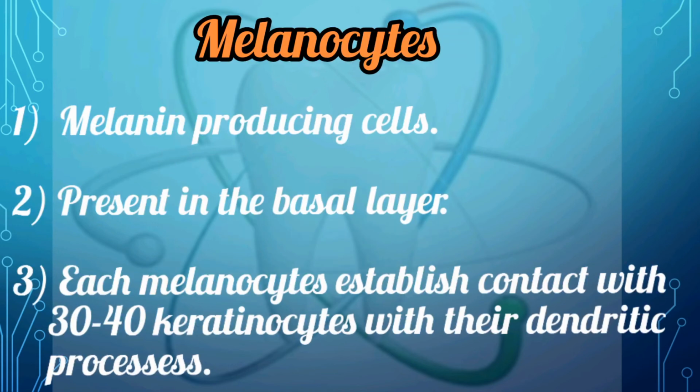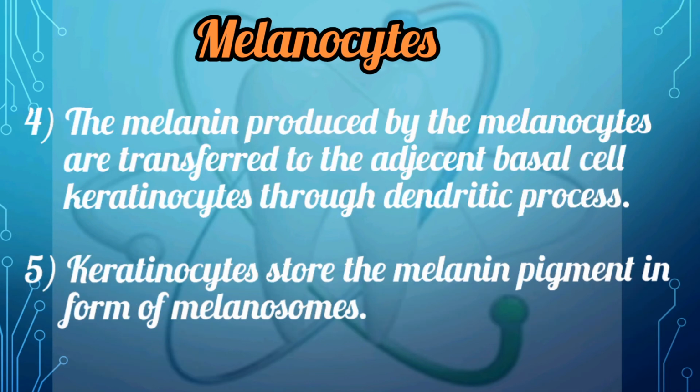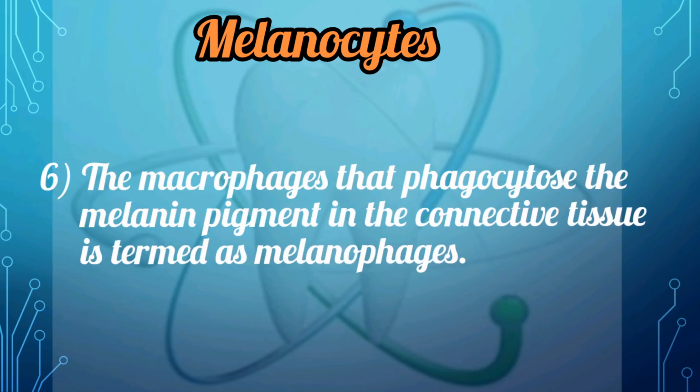Melanocytes are melanin-producing cells and they are found in the basal layer. Each melanocyte establishes contact with about 30 to 40 keratinocytes through their dendritic processes. The melanin produced by the melanocytes is transferred through their dendritic processes to the adjacent basal cell keratinocytes, which store the pigment in the form of melanosomes. The melanin pigment, which is dispersed in the connective tissue, will be phagocytosed by the macrophages. These macrophages are termed as melanophages.